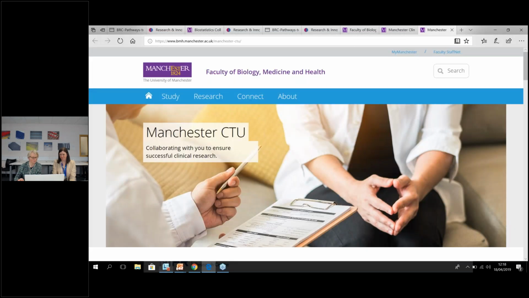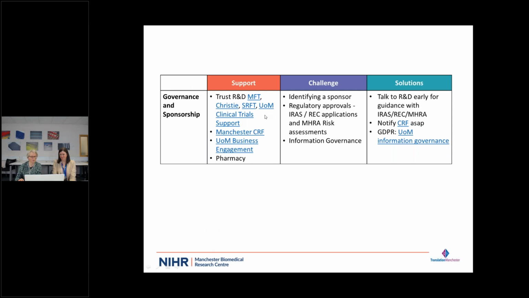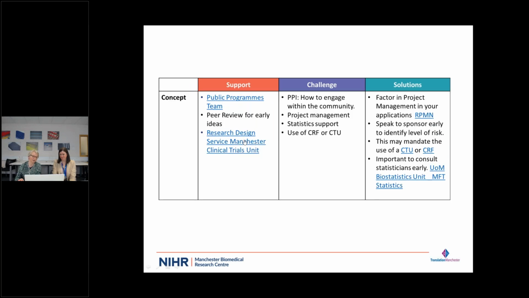Anyway, the Research Design Service is a fantastic resource here with lots of support, links to support offered by the NIHR for that. So just to finish this slide, another area that came out very strongly has been the provision of statistical support. And basically the message is it's really important to consult early on. And in Manchester at the moment, there are two places to go for support.